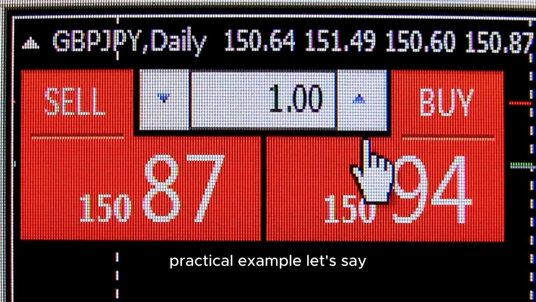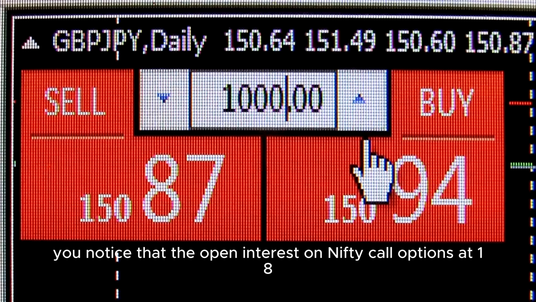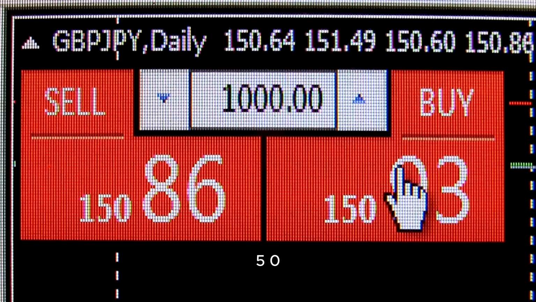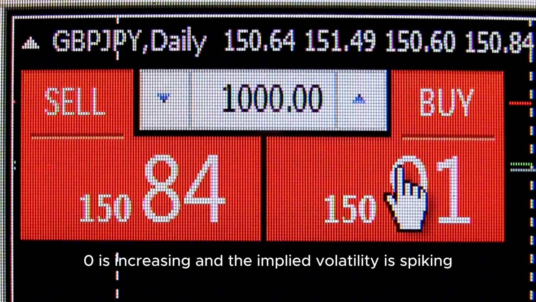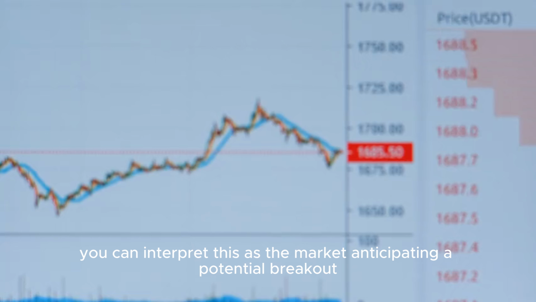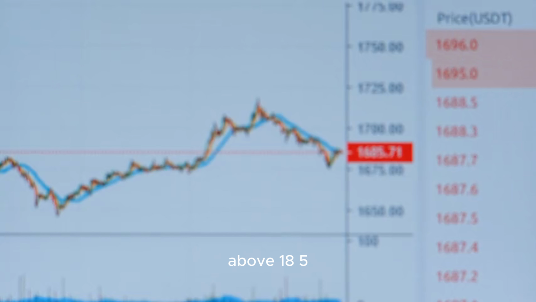Practical example. Let's say you notice that the open interest on Nifty call options at 18,500 is increasing, and the implied volatility is spiking. You can interpret this as the market anticipating a potential breakout above 18,500.